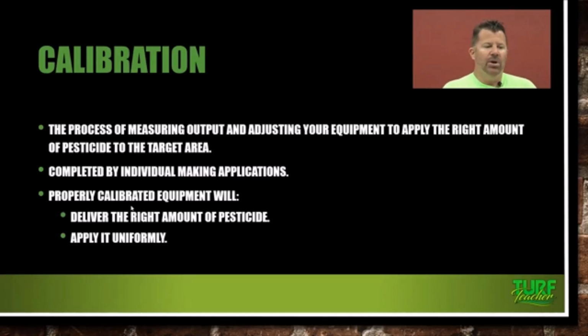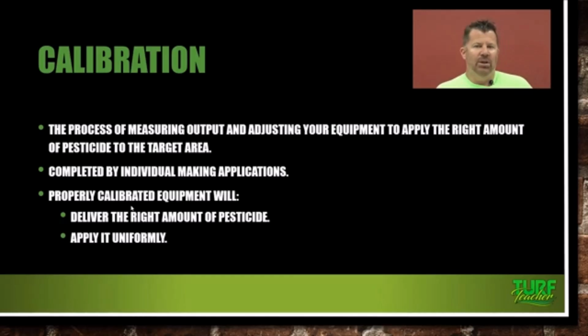So calibration. What is calibration? Well, calibration is the process of measuring output and adjusting your equipment to apply the right amount of pesticide to the target area. You must calibrate, guys. I would calibrate on a daily basis. If I was a 100% dedicated lawn care company and that's all I was doing, every single morning I would calibrate my equipment. Now, as a landscape contractor or horticulture professional, you may not be using your equipment every day, so you definitely would have to calibrate your equipment each time you use it. But even if I was using it every single day, I'm going to calibrate, and I'll tell you why later.